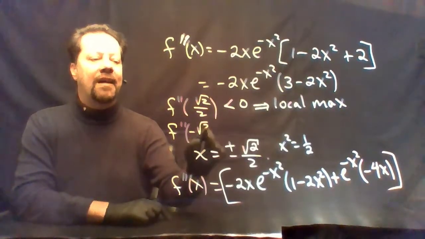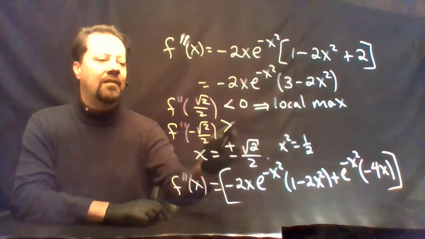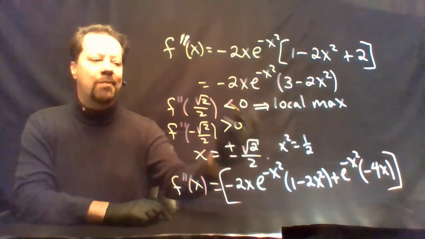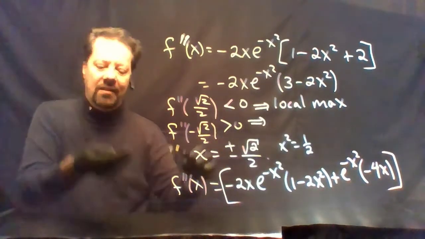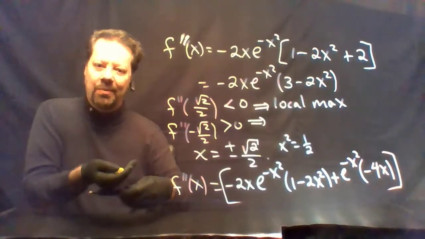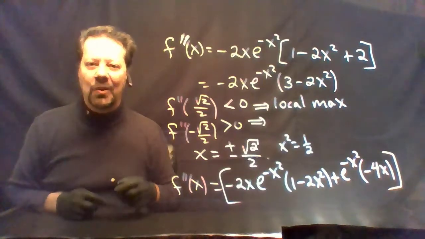When we evaluate at the other critical point, negative times negative is positive. It's concave up at a place where the slope is 0. It's a local min.